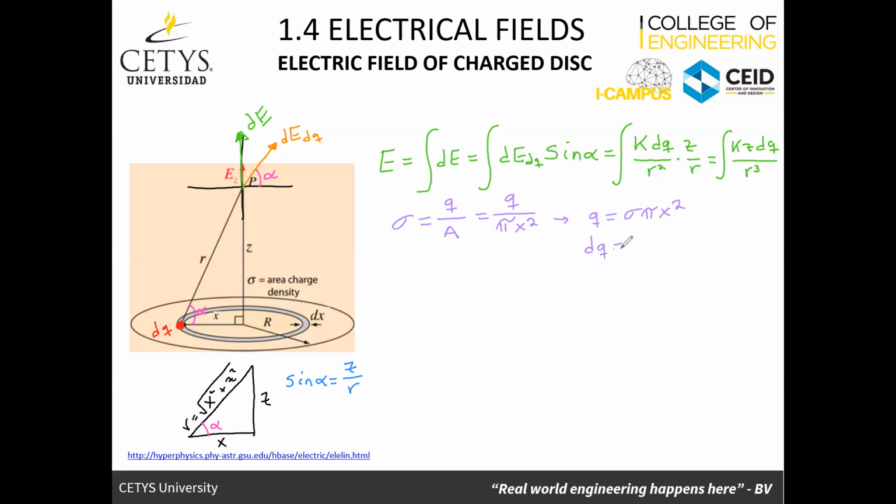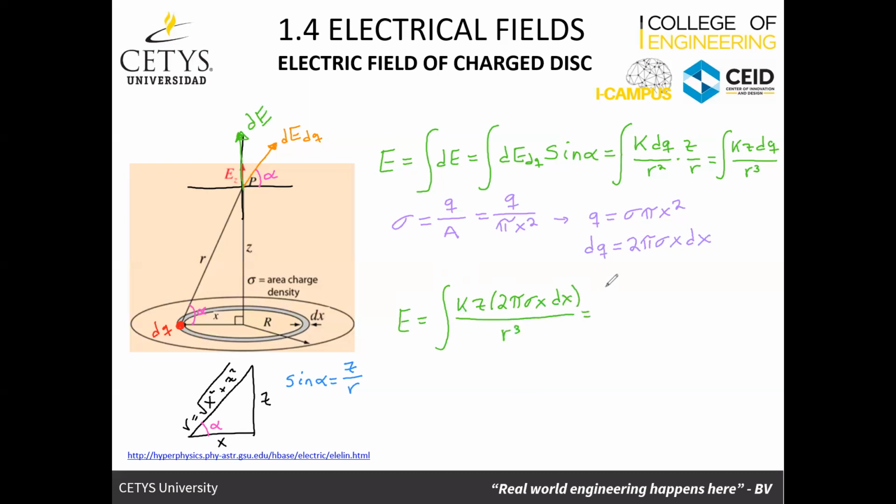So dq is going to be equal to sigma and pi, which are constants, times the derivative of x squared, which would be 2x. I'm going to reorganize these. So it's going to be 2 pi sigma times x dx. And we can substitute that over here. And what we're going to have is that E is going to be equal to the integral of k z multiplied by 2 pi sigma x dx divided by r to the 3.